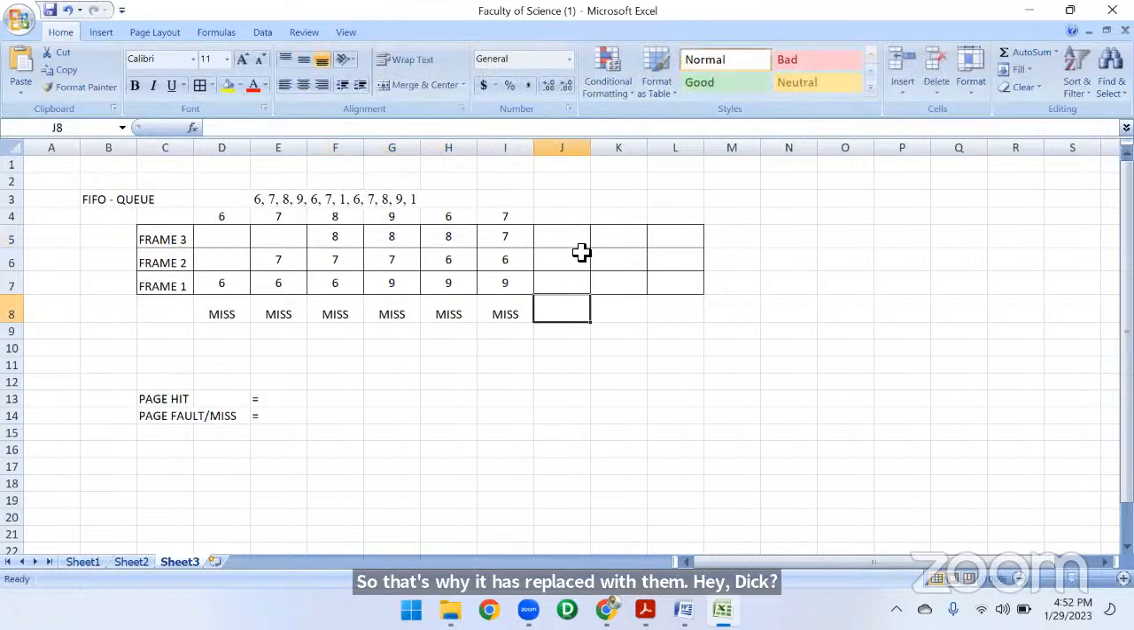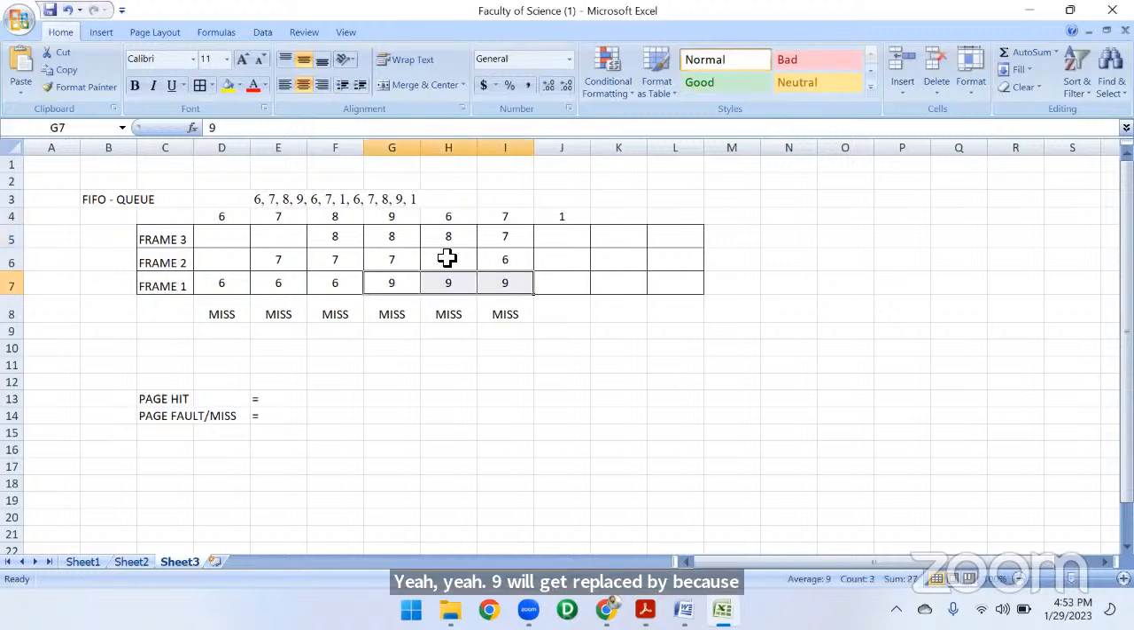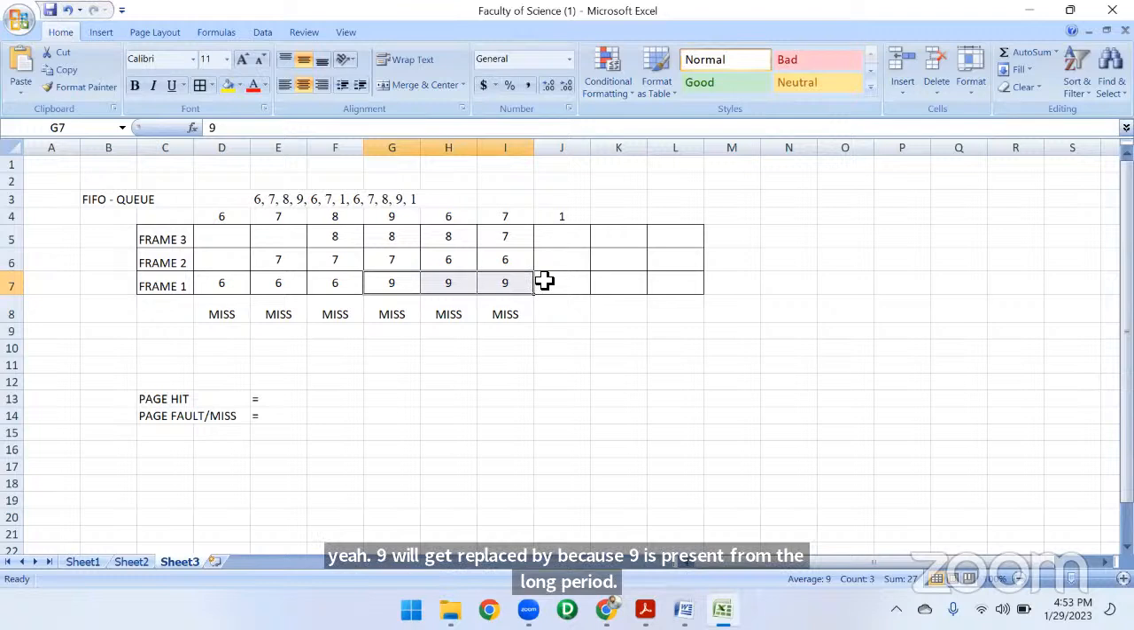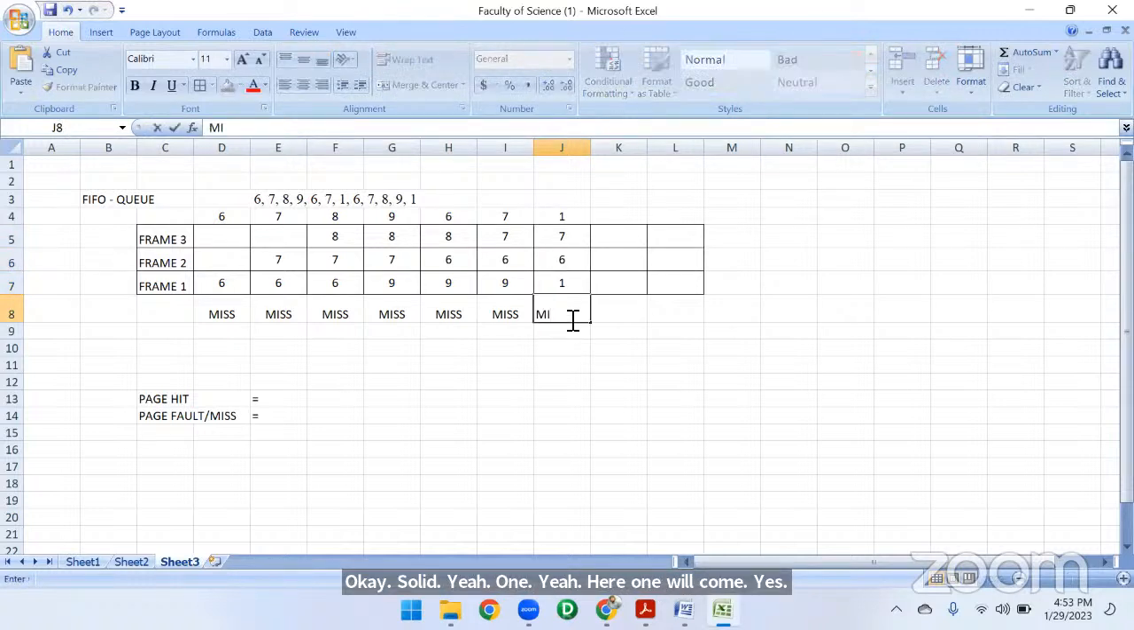So when 1 comes here, what happens? 9 will get replaced. Why? Because 9 is present from the long period. So 1 will come here, and 6 and 7 remain. Okay, this is also a miss ratio. Right. Now again we got the 6. Okay, one more value is 6.